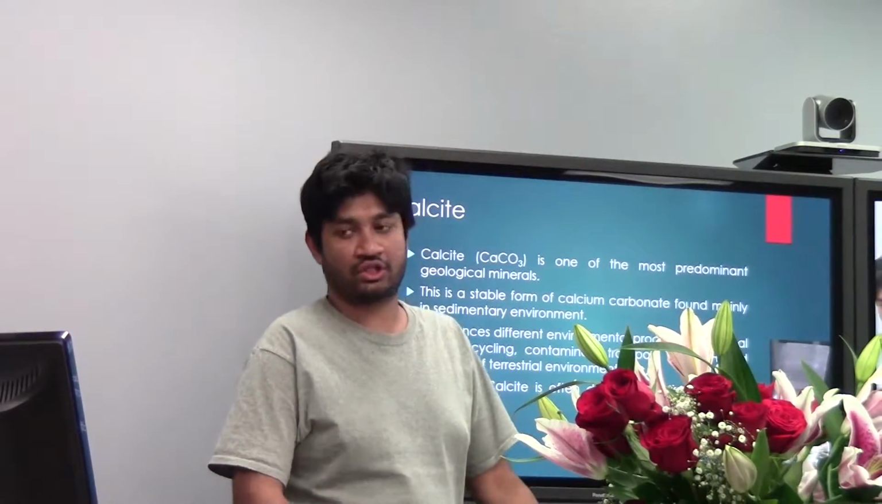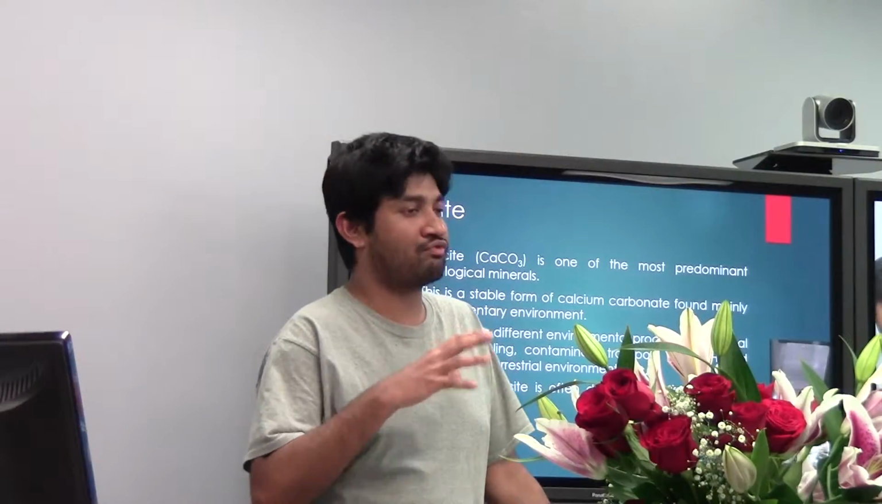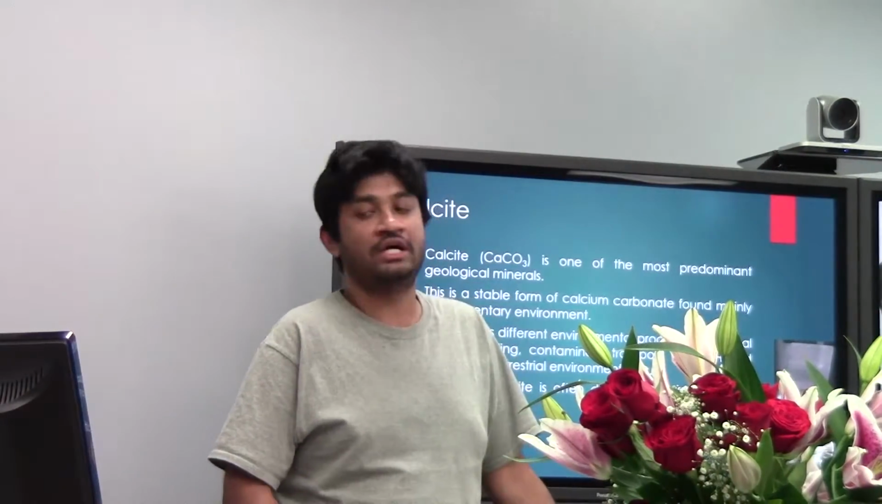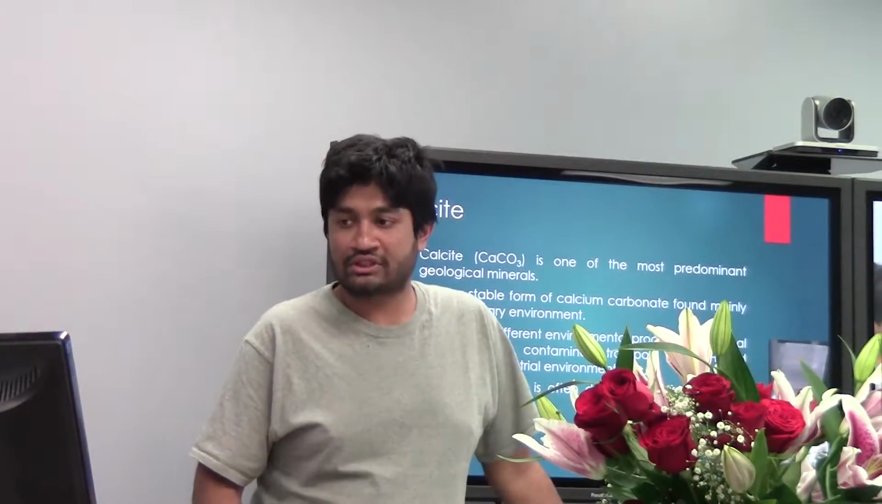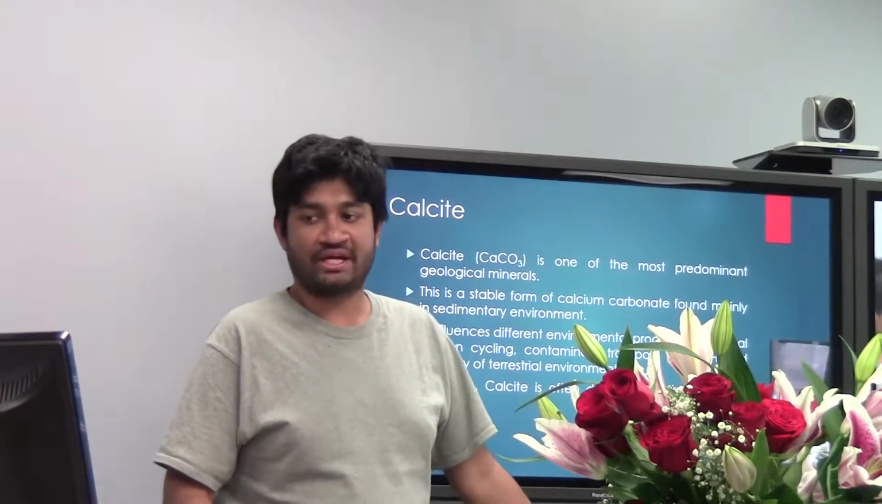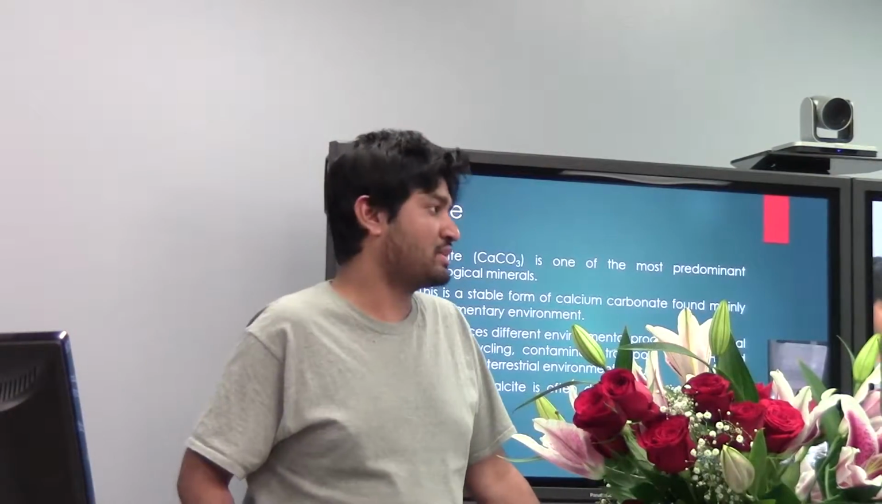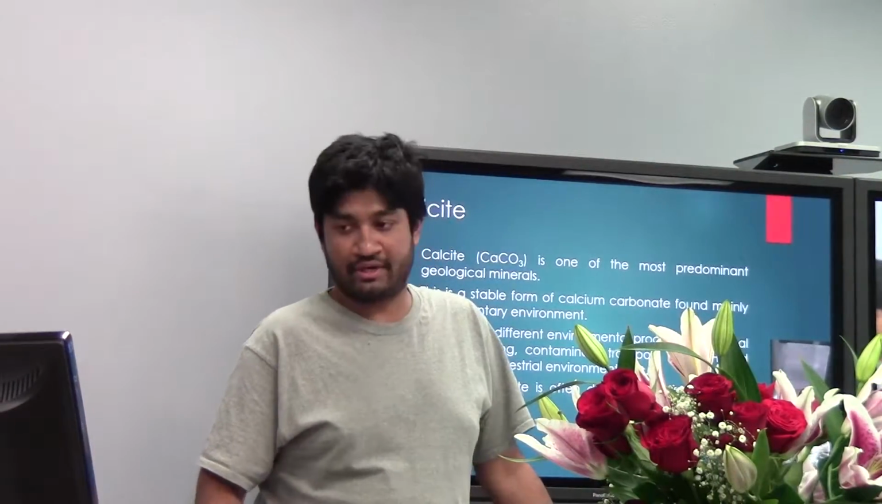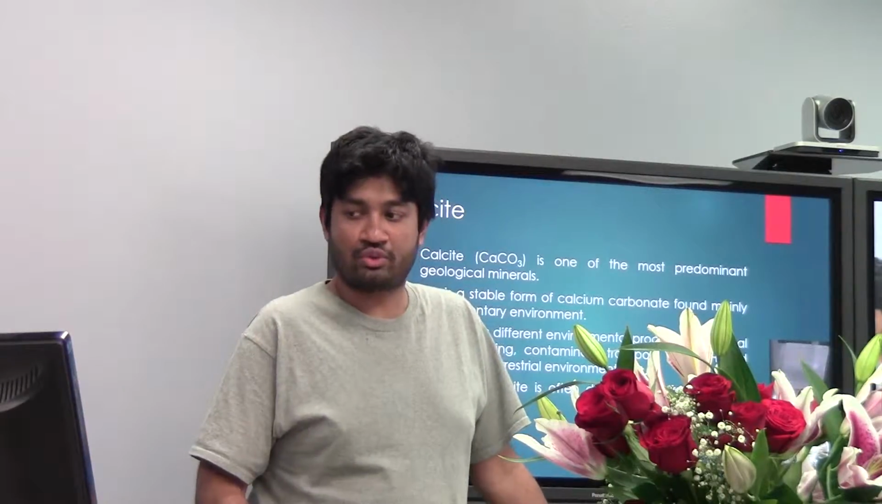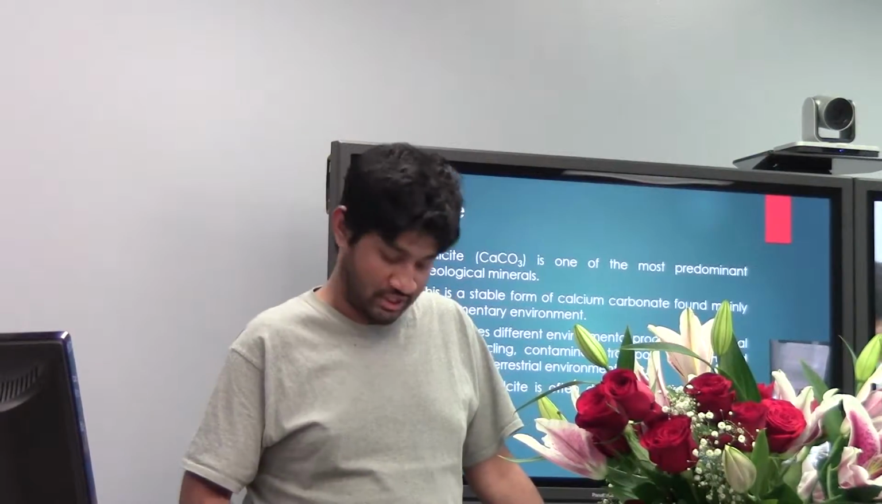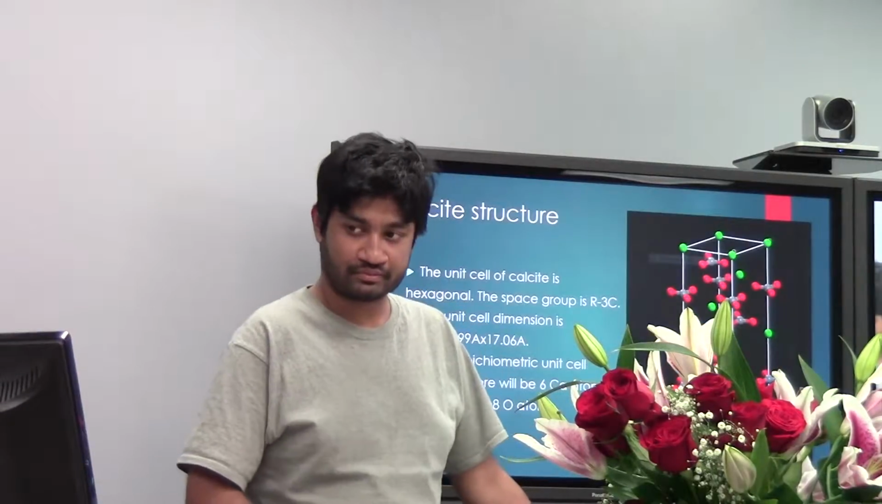Actually, calcite is one of the most predominant geological minerals on Earth. It is a stable form of calcium carbonate that is found in sedimentary rocks. In global carbon cycling, contaminant transport, and local pH and alkalinity of terrestrial environments, calcite has some contribution. In nature, it is also often found in doped forms with different metal ions.